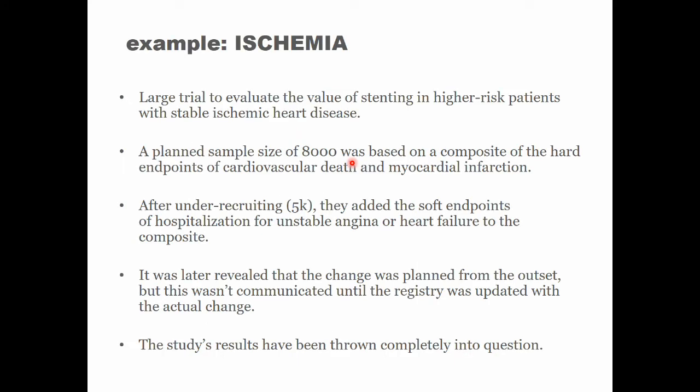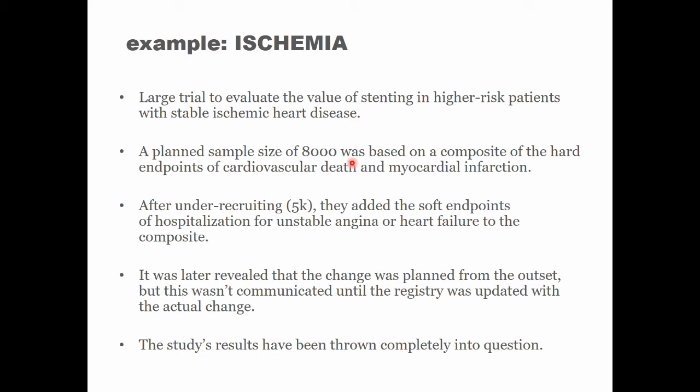And one of the more famous examples happened this last year in a trial called ISCHEMIA. Essentially it was supposed to be a very large trial, looking at the value of stenting in high-risk patients that had stable ischemic heart disease. And people weren't sure. There's supposedly equipoise on whether stenting is actually useful or not. Lots of people think it's very useful. Lots of people suspect it isn't. And so they planned a study.